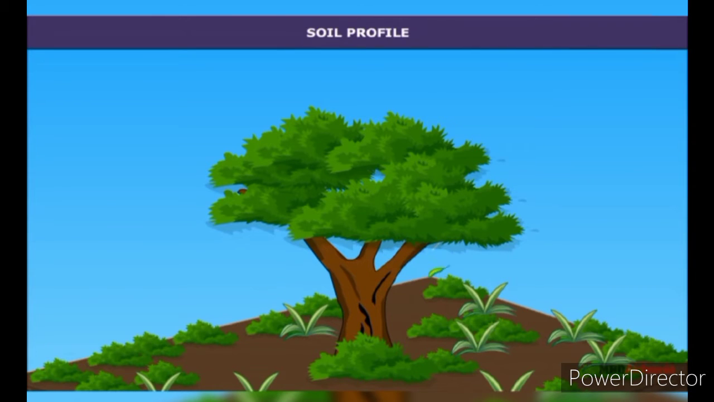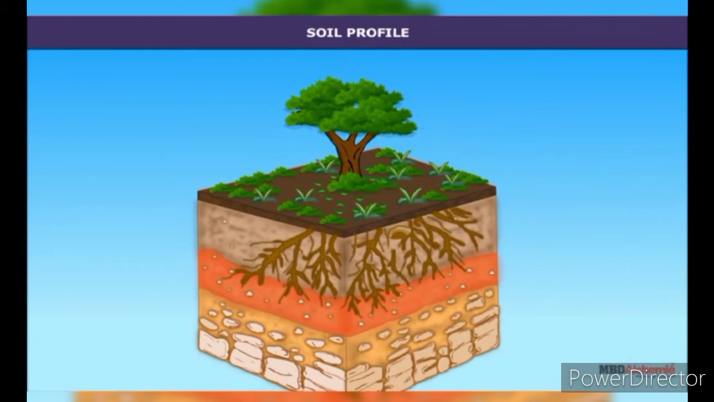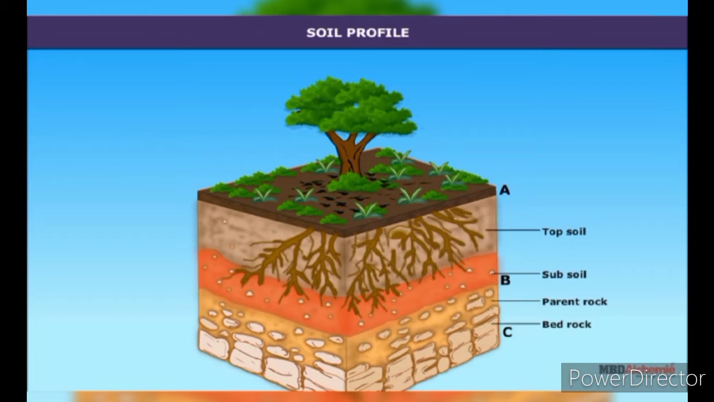Soil profile. Soil is formed in layers from parent rock upward. This layering arrangement is known as soil profile. The layers of soil are also known as horizons. Generally, there are three horizons designated as A, B, and C. C is the bedrock, B is the subsoil above it, and A is the soil proper and contains humus.